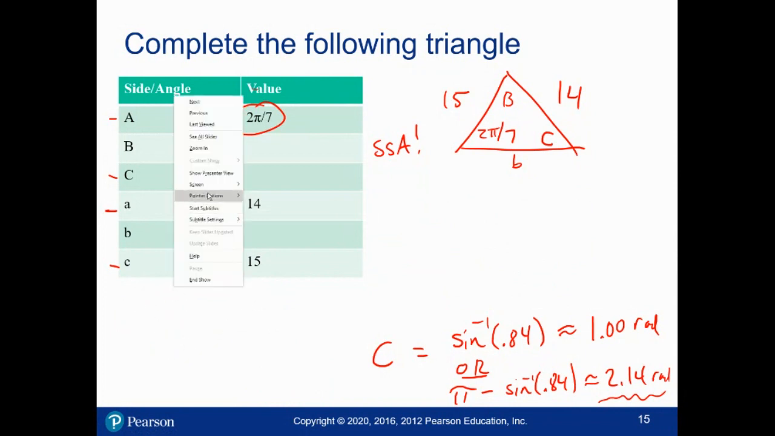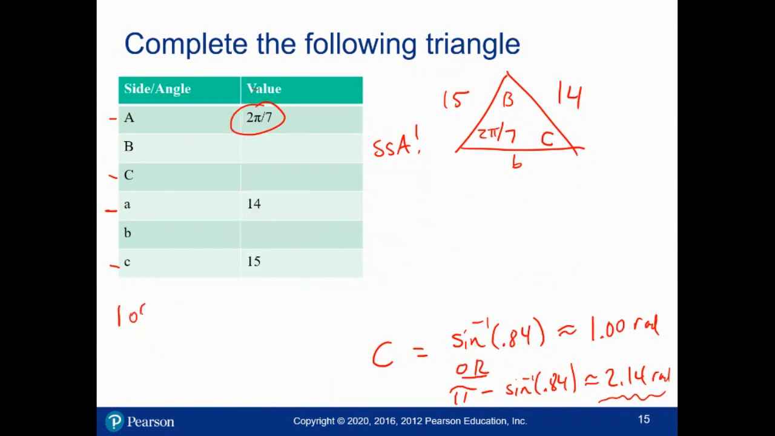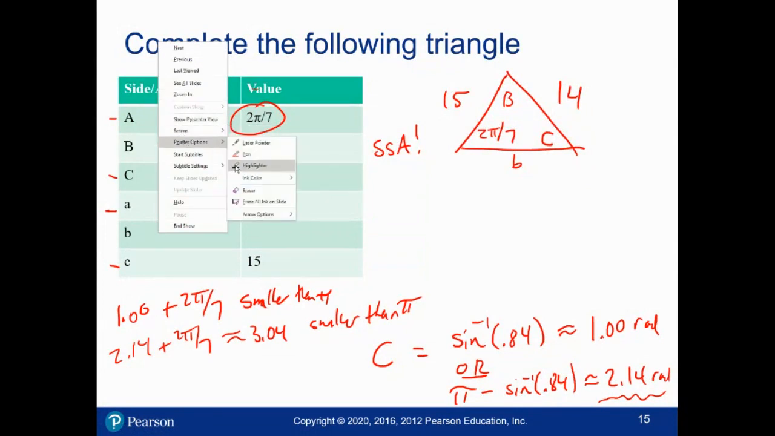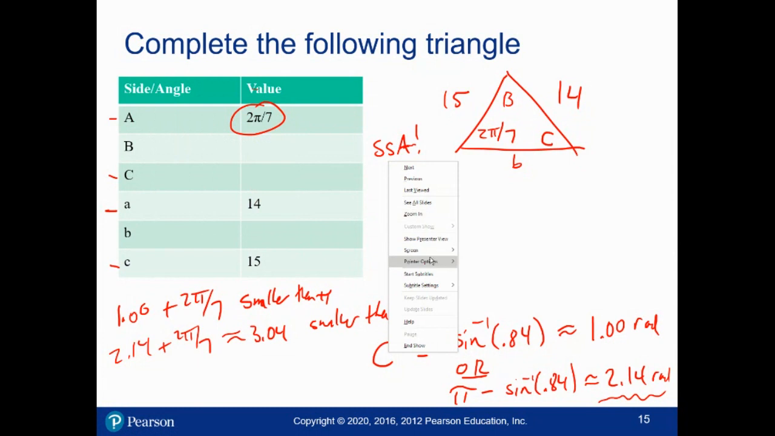Okay, so what we have now is the 1 radian plus 2 pi over 7 is definitely smaller than pi. And indeed, 2.14 plus 2 pi over 7 is about 3.04. That's definitely smaller than pi, which means these are two possible solutions. If both of these possible sums are less than pi, the full angle of the triangle, if you're in degrees, you would just compare it to 180. Then we're going to have two possible solutions.